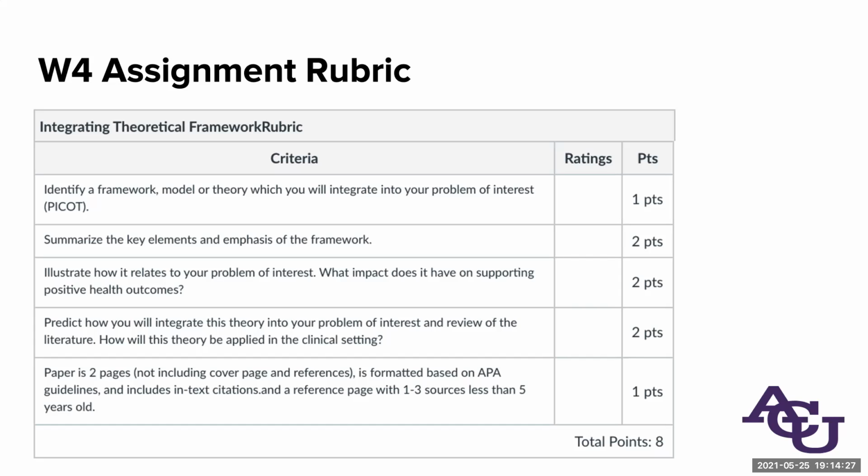All right, illustrate how it relates to the problem of interest and what impact this has on supporting positive health outcomes. So that's definitely going to involve grounding it in the literature. And predict how you will integrate this theory into your problem of interest and the literature review that you write, with the note to make sure you explain how this will be applied in the clinical setting.